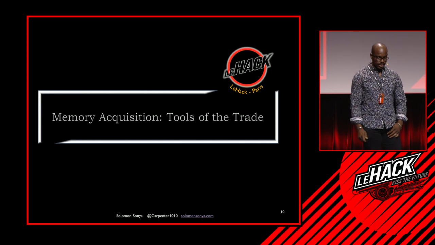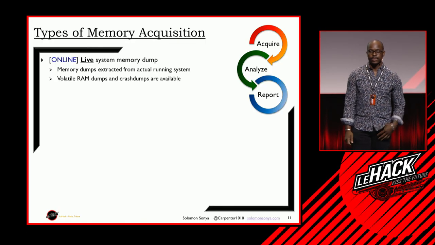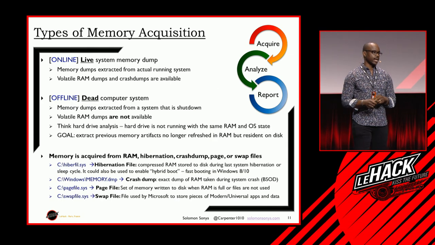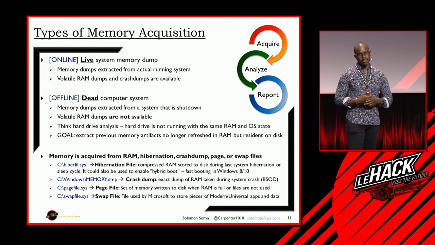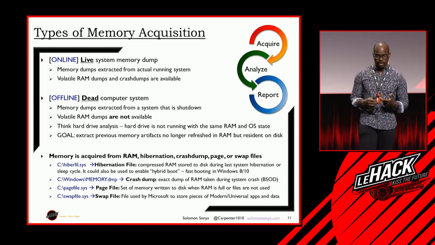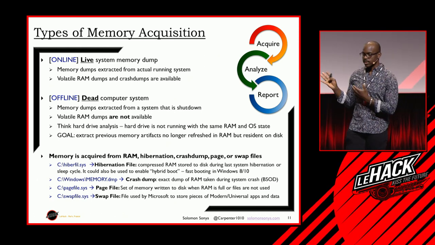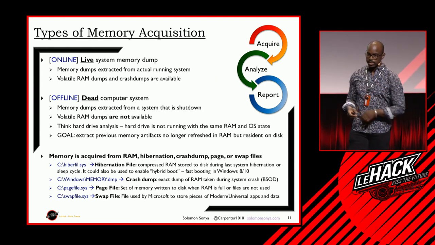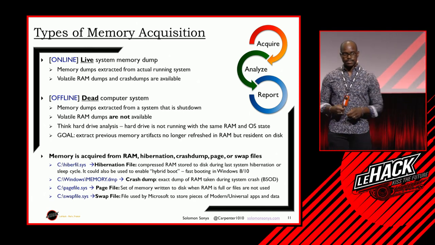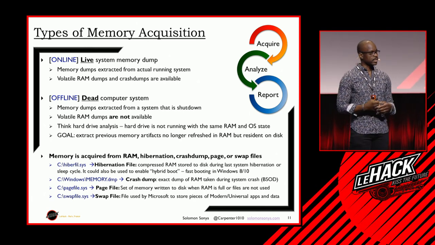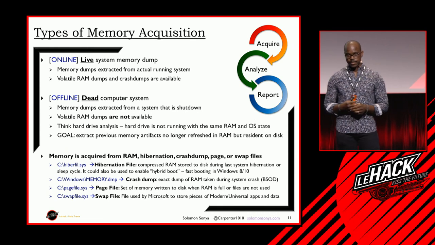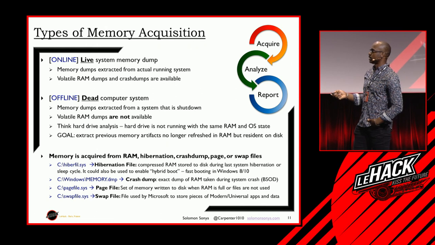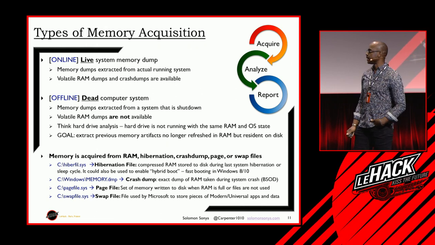So just real quick, I want to talk about the memory acquisition tools of the trade. There are two main types of analysis that we'll do on volatile memory: online and offline. In short, if we say it's online, it just means the system was on, it was active. These are ways that we can dump the memory and then conduct analysis. But what happens if the system is off? Well, there's still offline analysis that we can execute as well, and we just have to look at different files or different features in order to execute our offline memory analysis.